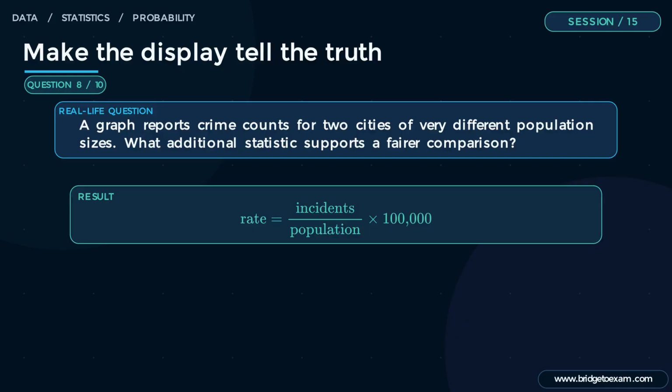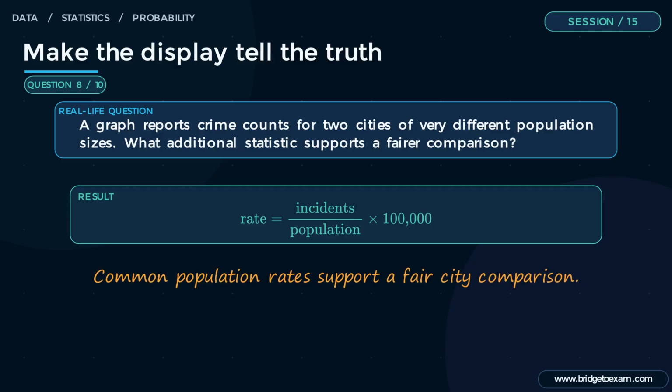Quick check. A fair comparison uses the same unit and population base for both cities. This matters in real life because public policy comparisons often require per capita rates rather than raw totals.